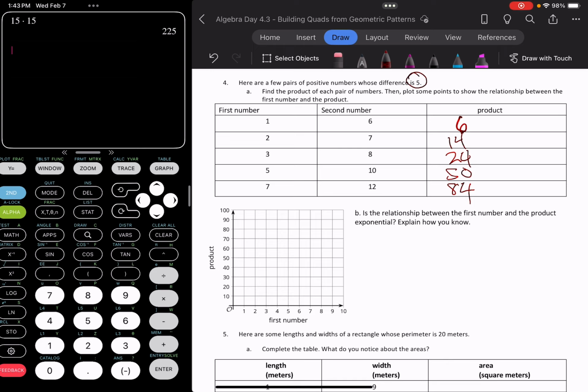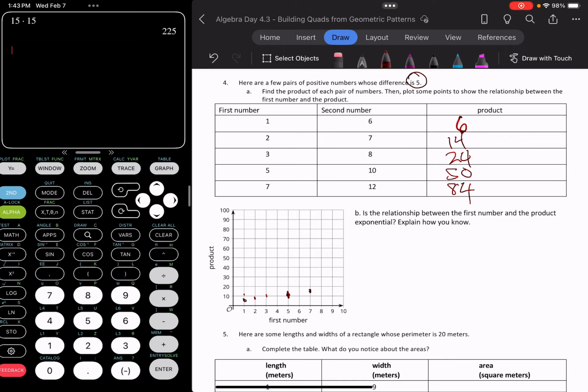So let's go ahead and plot those points now. 1, comma 6 would be about here. 2, comma 7, a little bit higher. 3, comma 8. We skipped to 5, comma 10. And then we skipped to 7, comma 12.